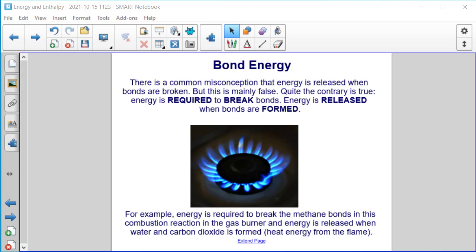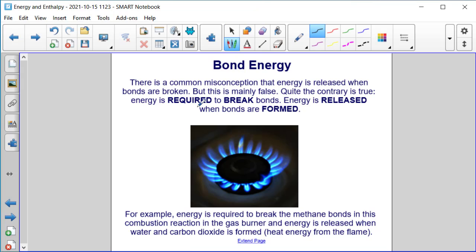which is released in the form of the heat energy that we get from the flame. So that energy is released in the form of heat. That's how we heat up our pots and pans on the stove. The big takeaway here is what we see in capital and bold letters up at the top. Energy is required to break bonds. So we input energy to break bonds, and energy is released when bonds are formed.